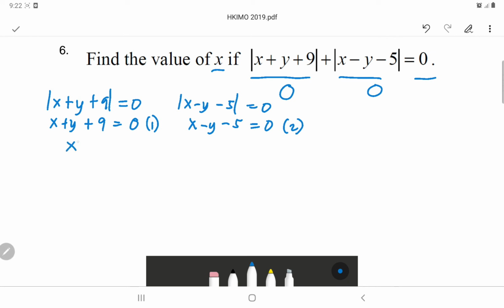So you could use the elimination method. So x minus y minus 5 equals to 0. Since you're going to get the value of x, you could eliminate y. So to eliminate y, you're going to add. So x plus x, that is 2x. y plus negative y, that is 0. And 9 plus negative 5, that is positive 4, equals 0.